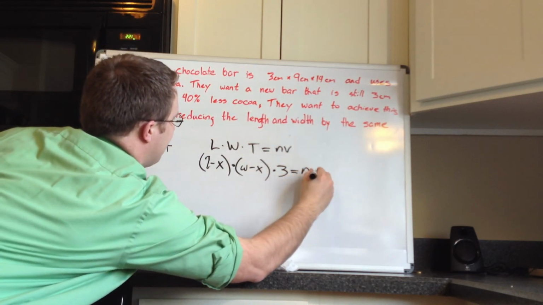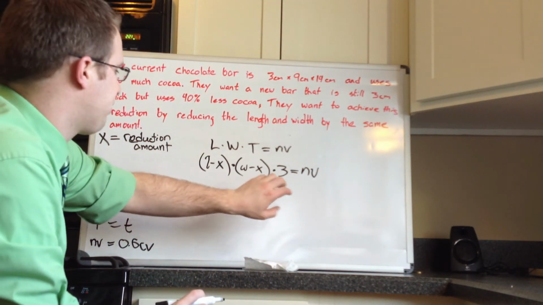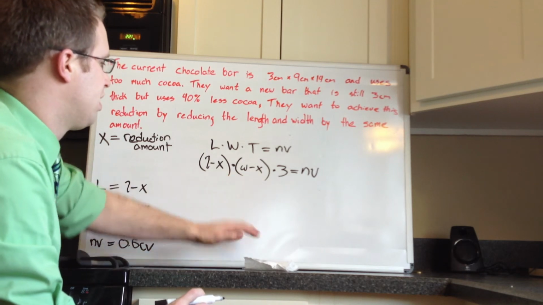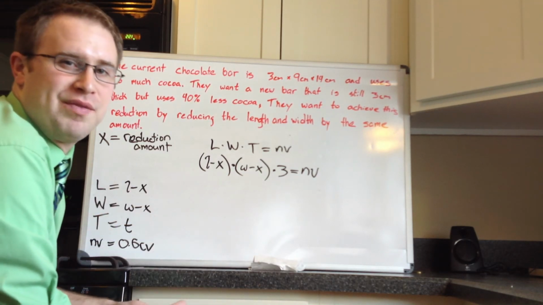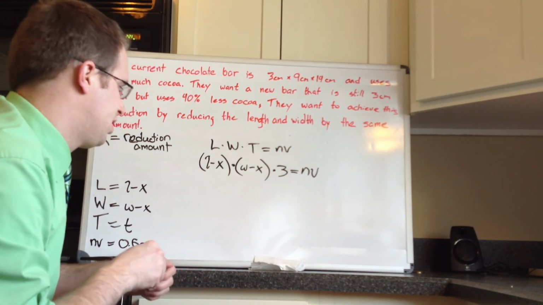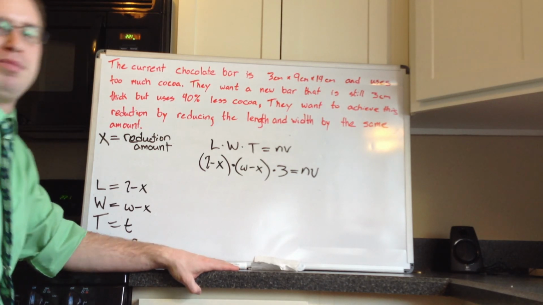Equals the new volume. Then when you multiply this all out, you're going to get a quadratic equation. And that is the point where you need to figure out how to solve it yourself. That's the stuff we did in class today. So set it equal to 0 and then figure out which method you're going to use.